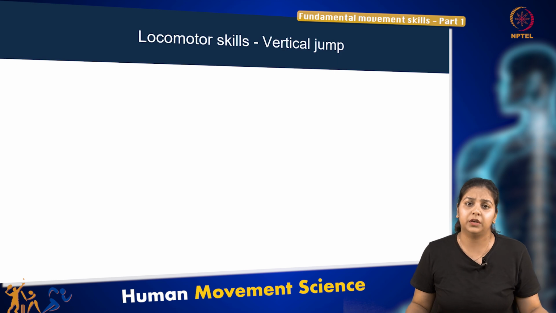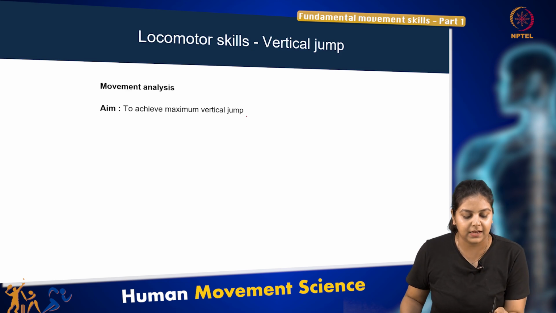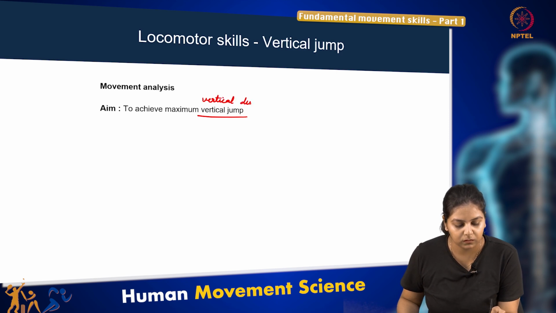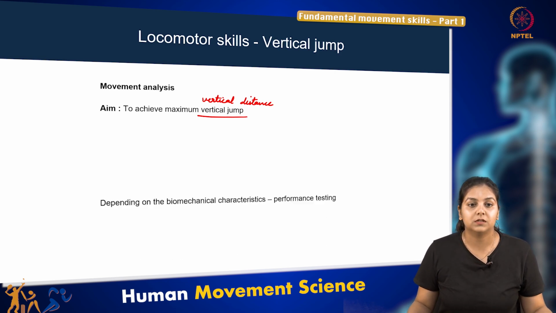So let's look at the vertical jump. When we are trying to analyze the vertical jump, we need to start with what's the aim. So the aim here is, of course, to achieve maximum vertical jump or maximum vertical distance, right? So that's our aim, to achieve maximum vertical distance.